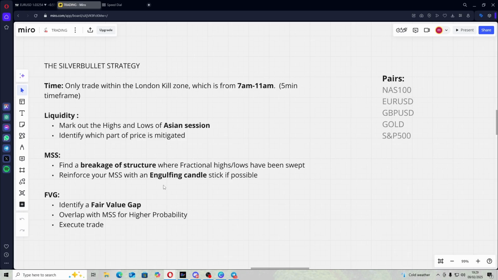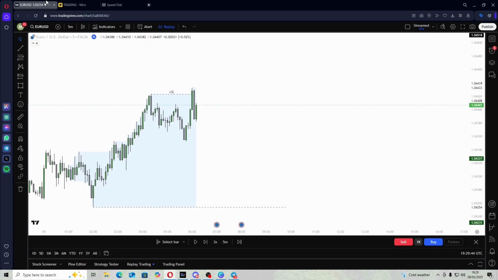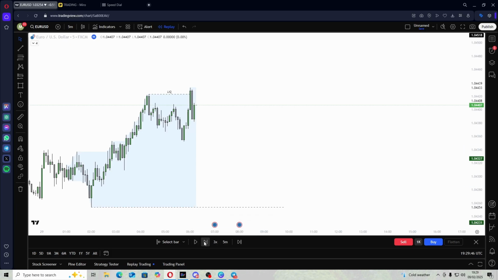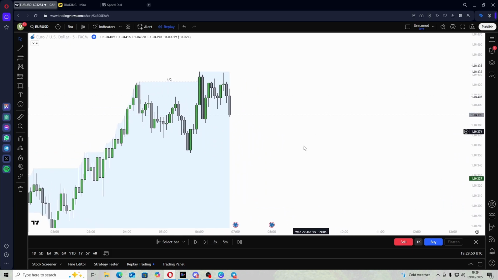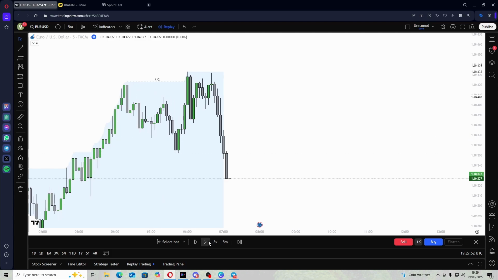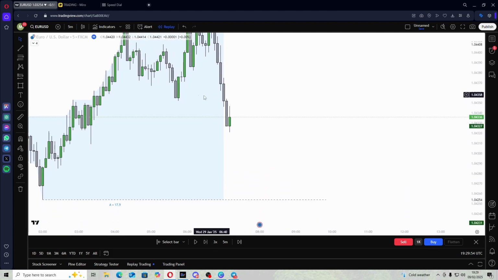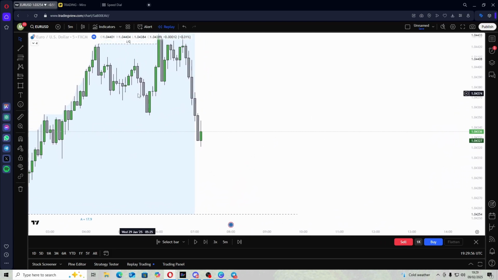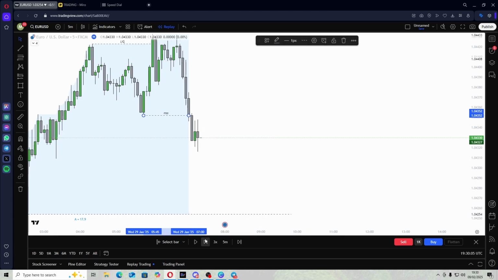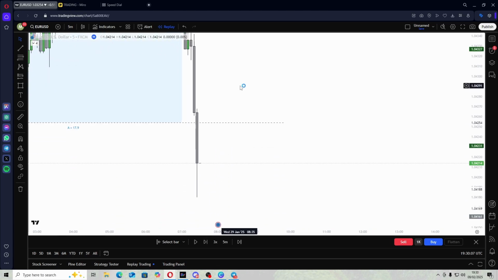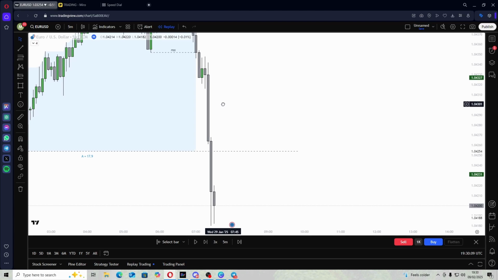Also, we can reinforce our market structure shift with an engulfing candlestick. Okay, so if I now play price forward and wait until we get a market structure shift, which is very clear. So now we can see we just got a very good market structure shift right here. Right, so we're going to just mark this out. Great market structure shift right here, by the way. And now I'm going to just be playing price forward to see how it actually goes. And there we go. We just got an even better market structure shift, which is right there.